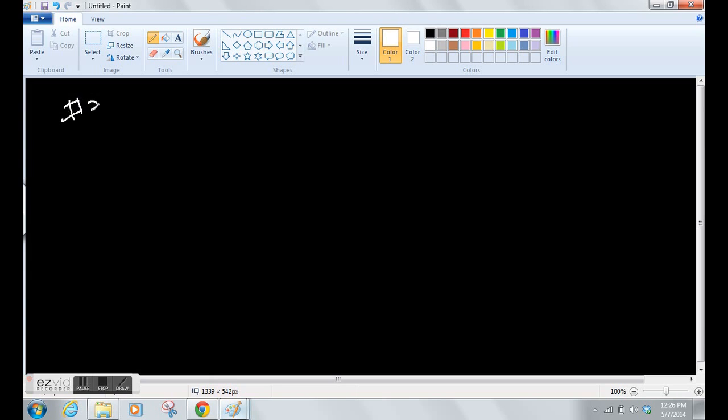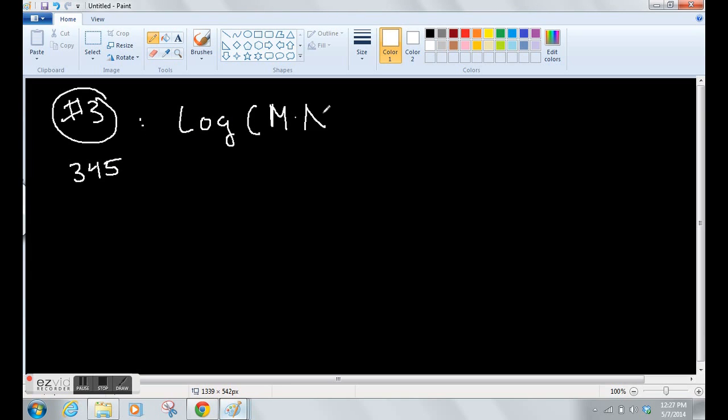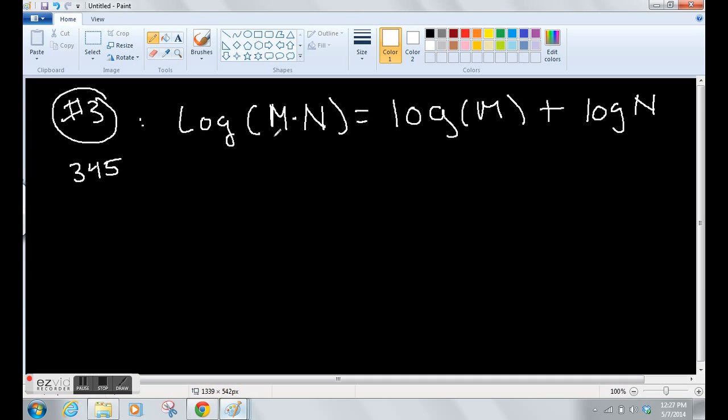They call this rule number 3, and it's on page 345. So here's the rule. Natural log of m times n, where m and n are numbers greater than 0, you can rewrite this. If it's the log and they're multiplied together, this is equal to the log of m plus the log of n. So you can take what's inside the parentheses, if they're multiplied, and split it out and add them together.